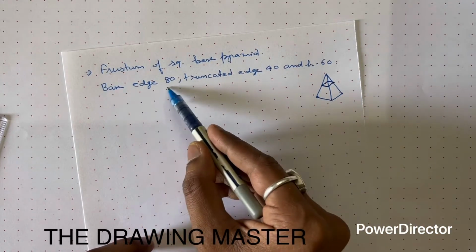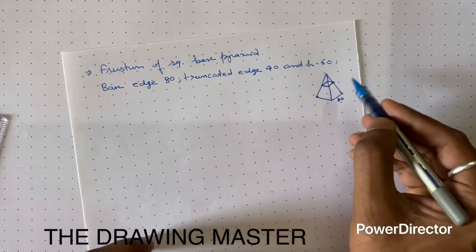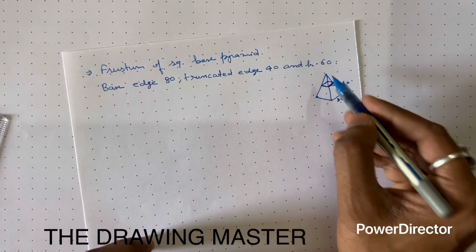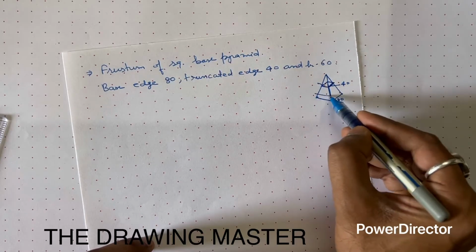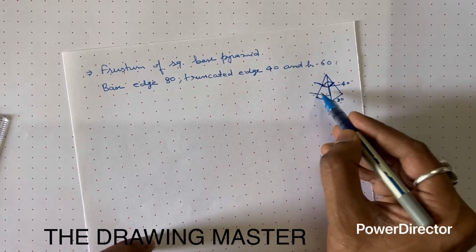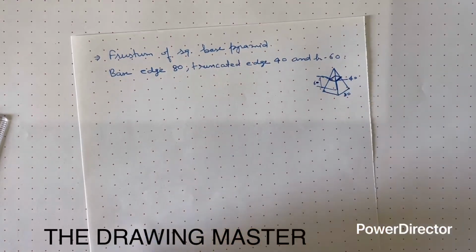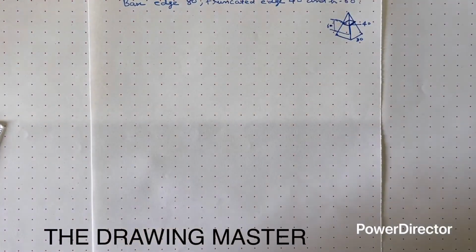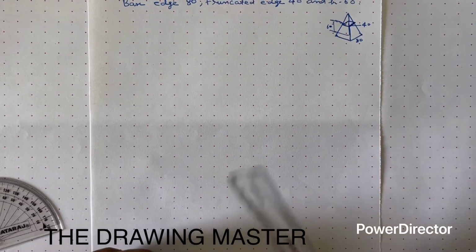So here base edge is 80, this one is 80, truncated edge 40, means this one is 40, and height is 60. Height means to say vertical height of the axis is 60. So let's draw this. Very first we will create the base of the object. The base edge is 80.